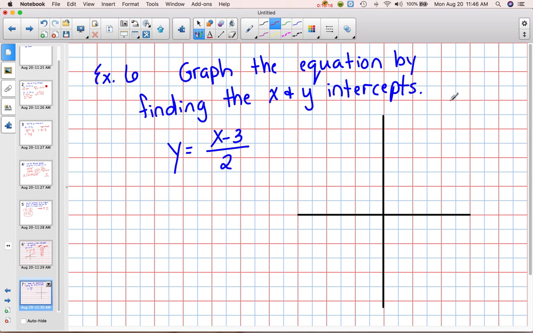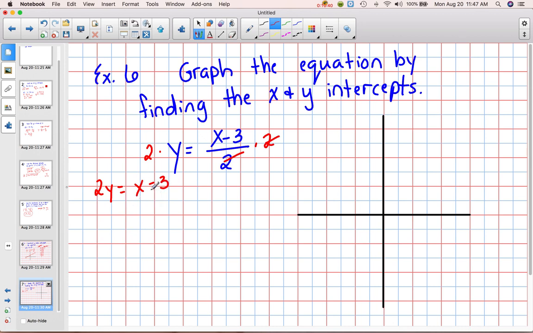And our next example, graph the equation by finding the x and y intercepts. So if I had it in this form, probably what I would do first is put it into standard form. So I'm going to multiply both sides by 2. So I get 2y equals, the 2's cancel here, so I get x minus 3. And then I'm going to go ahead and get everything on one side.